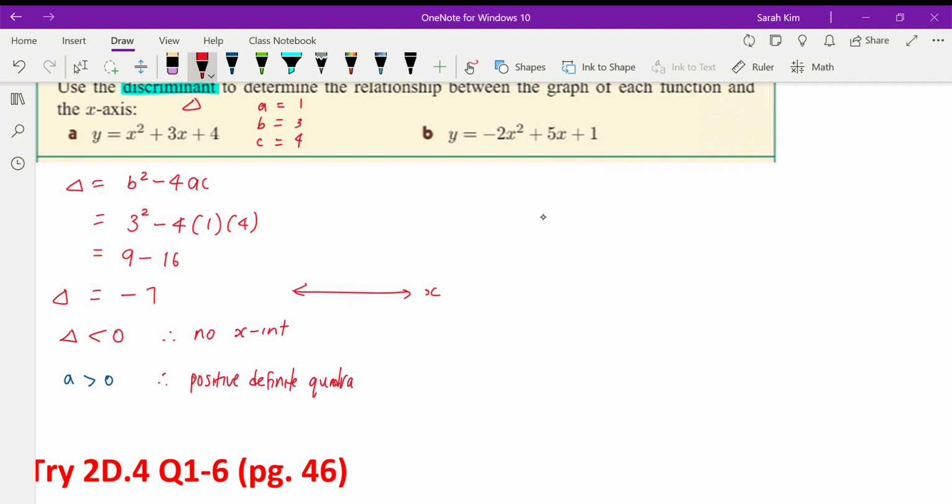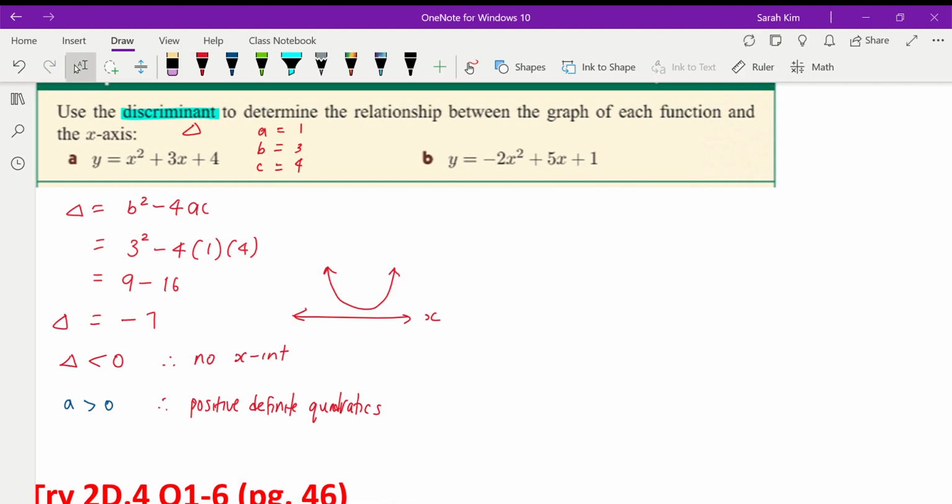If I draw it, it's going to look something like this. It's not going to touch the x-axis, and it's going to be always positive. That's what it's going to look like. So I've determined the relationship. Now let's have a go at B. Again, same start: the discriminant equals b squared take 4ac. My a is -2, my b is 5, my c is 1.